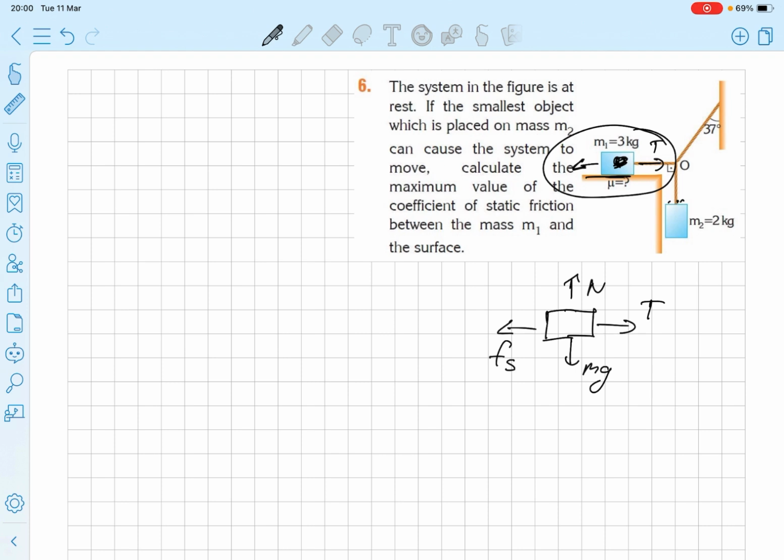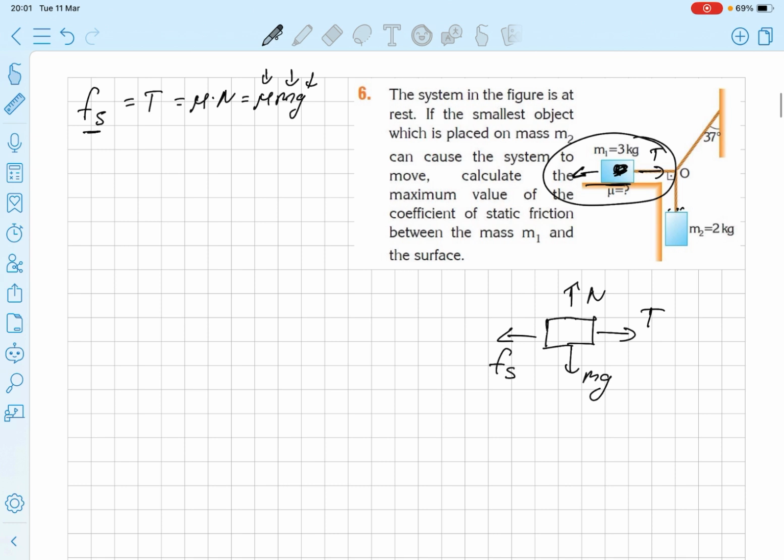So if it is in equilibrium, that means Fs, the force of static friction, is equal to tension. So that means the static friction formula is mu times the normal, or here, since there are no other forces, I can replace the normal with just mg. We know the gravitational constant and the mass, and we have to define this mu. So that's why we have to define this force of friction, and that's why we have to define this tension firstly.